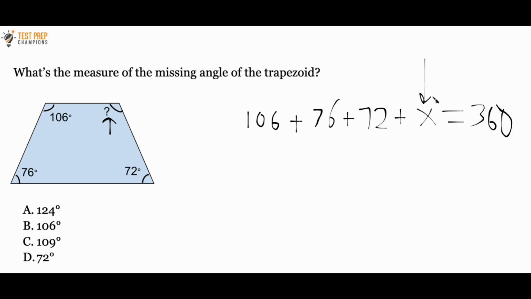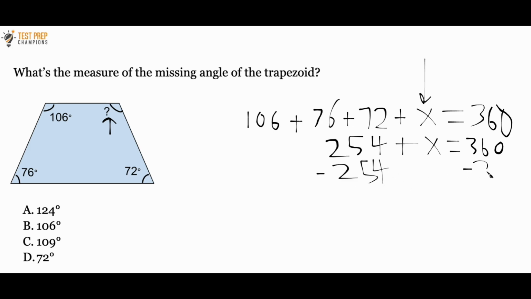So the name of the game here is to solve for x. In other words, we want to get this x by itself. So what I'm going to do next is do 106 plus 76 plus 72. And when I do that, I see that that gets me 254. So I can rewrite this as 254 plus x equals 360. So now we're one step closer to getting x by itself. The last step is to subtract 254 on both sides. So what happens when I do that? I'll find that x equals 106. So the correct answer here is B, 106.